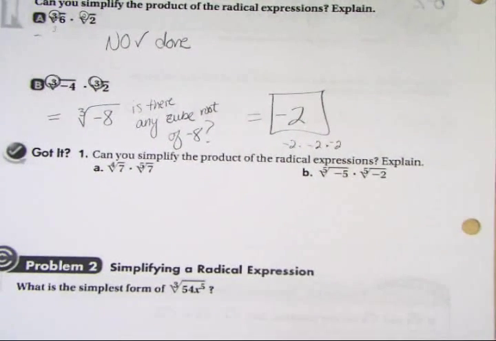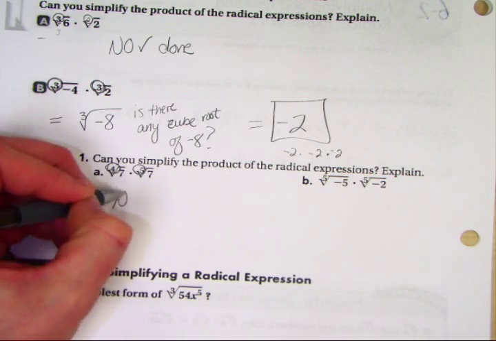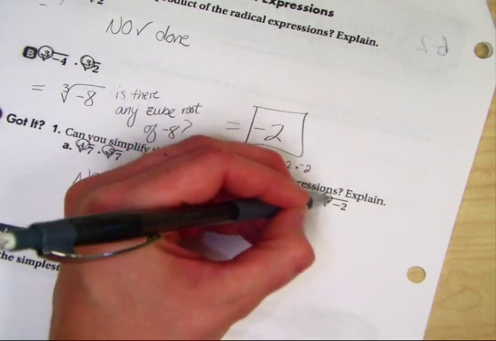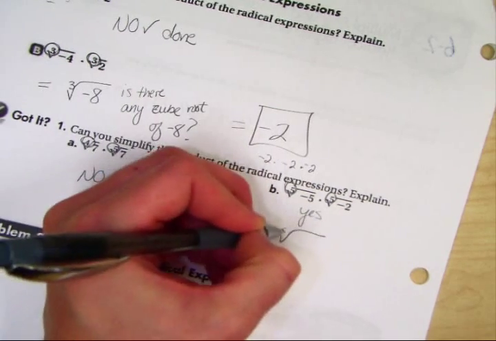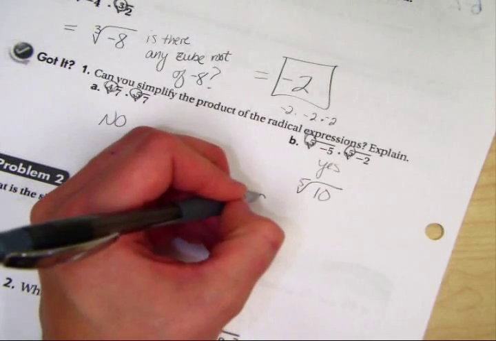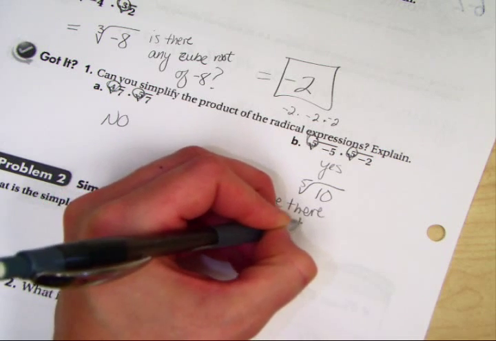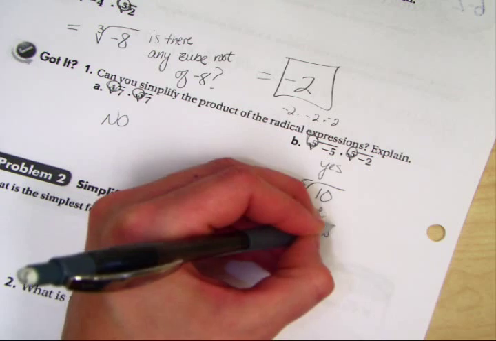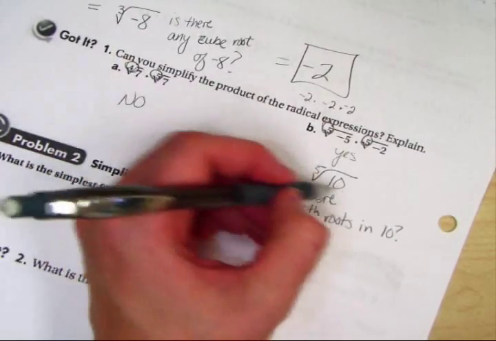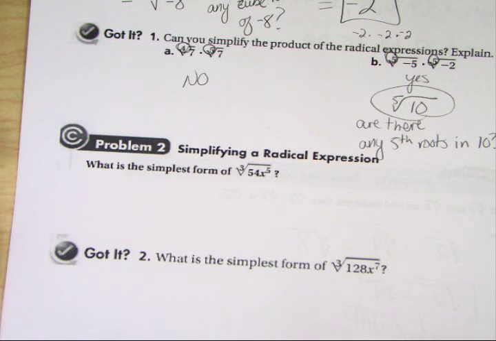Let's move on. Can you simplify the following? Look at the indexes. We've got a 4 and a 5. The answer is no. These are done. Look at the following. You have 5 and 5. This one's a yes. We're going to multiply them together, so we'll keep the 5. Negative 5 times negative 2 is 10. Now you ask yourself, are there any fifth roots in 10? The answer is definitely no. Okay? That's done. Let's go to problem 2 and try simplifying even more.